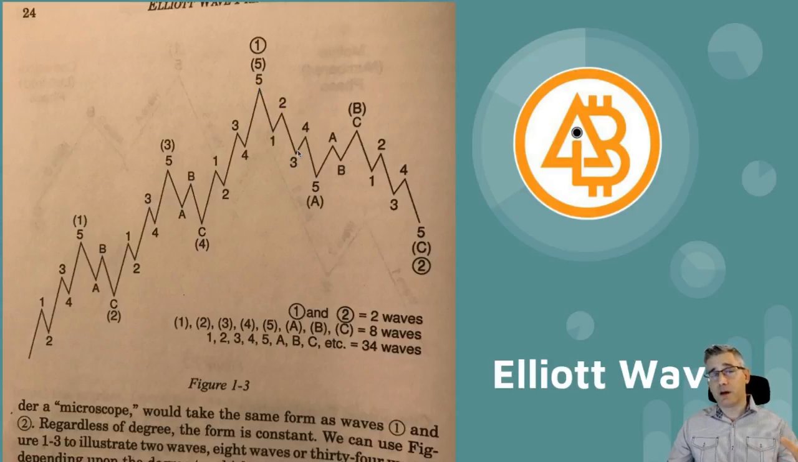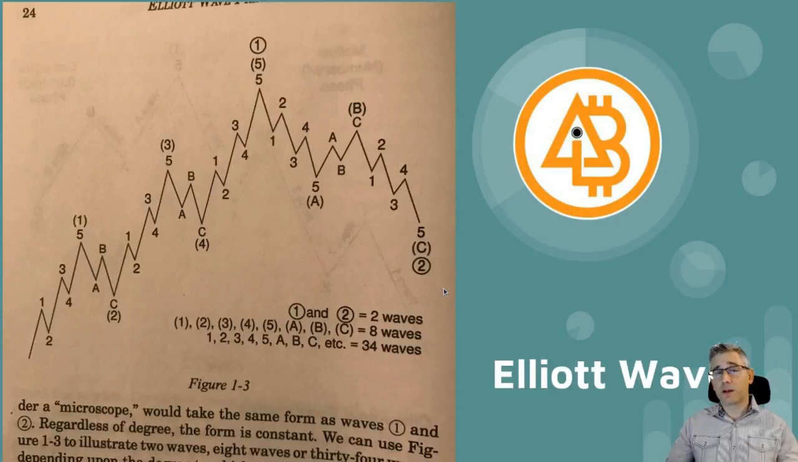Now at the top here, you can see the pattern reverse. Now it's heading bearish, so we count in the reverse direction. So we go 1, 2, 3, 4, 5, then the A, B, C correction. And again, 1, 2, 3, 4, 5. And then the cycle ends.